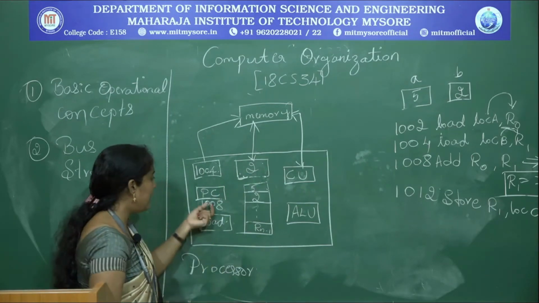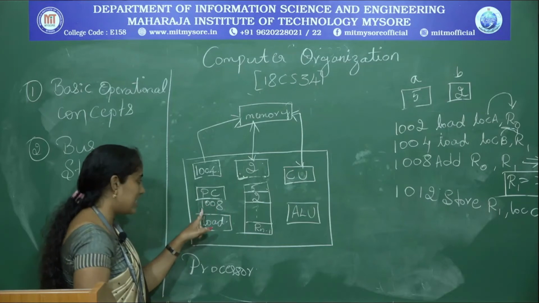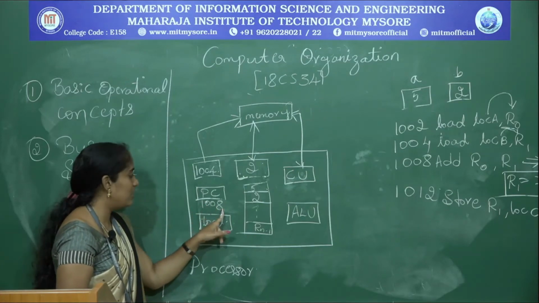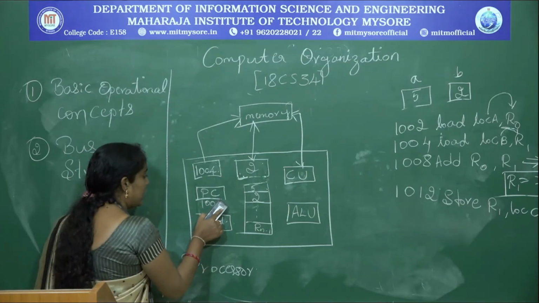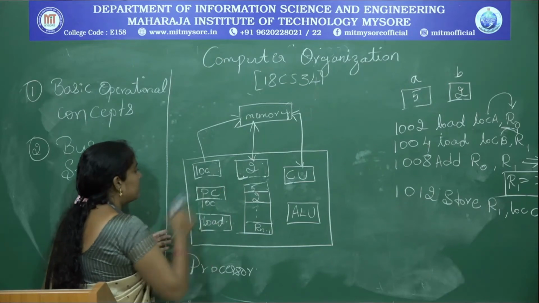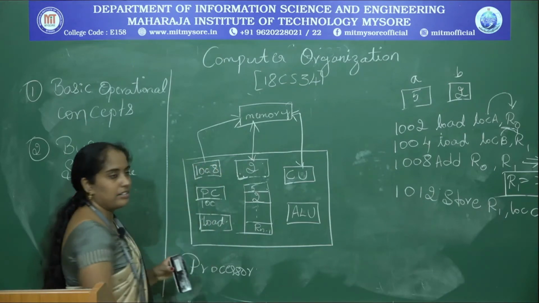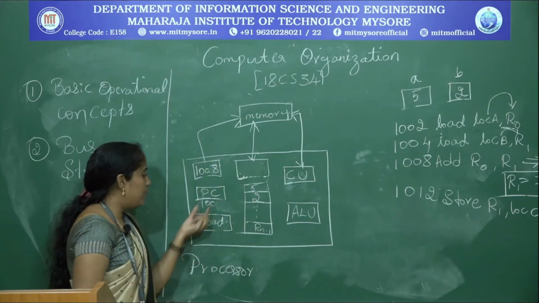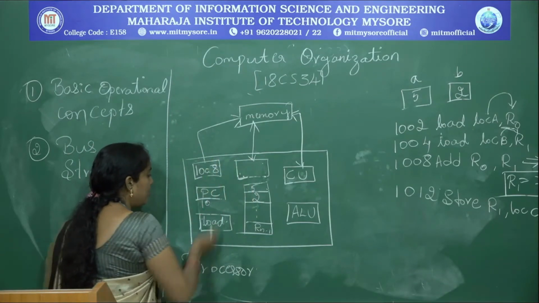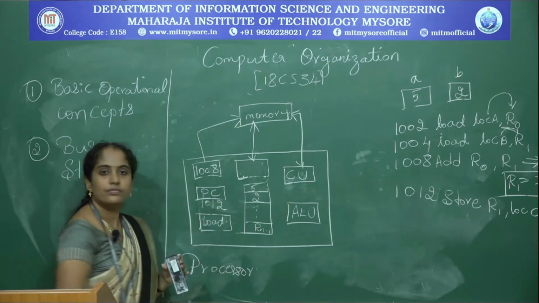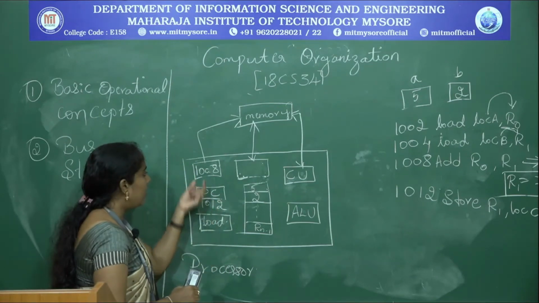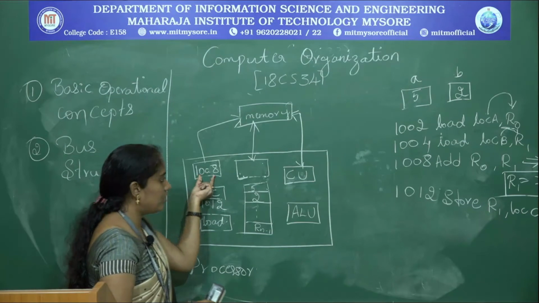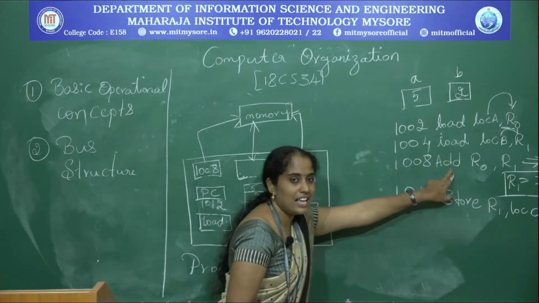Now it will check the program counter. Again, yes, it contains an address, right? 1008, and it will be replaced here with 1008. This is empty now. Okay, now it will be updated to 1012, right? Now again 1008. Now here add is the instruction.